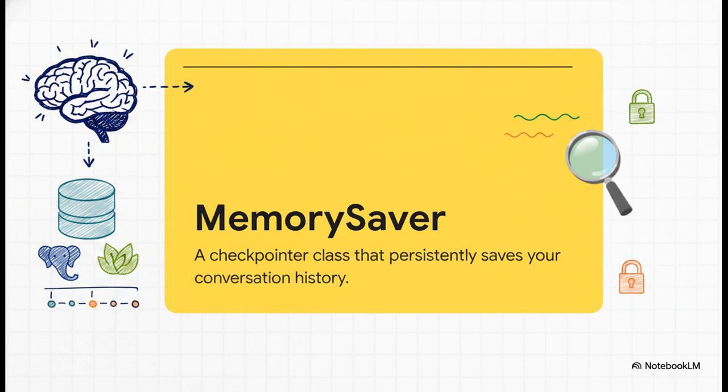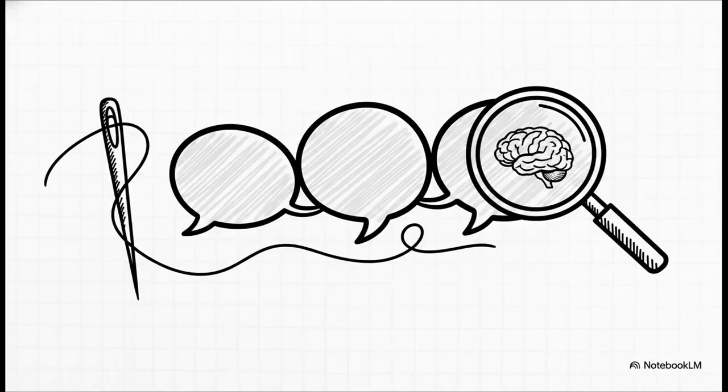Now, that could be just a simple in-memory dictionary if you're just testing things out, or a full-blown, robust database like Postgres or MongoDB if you're pushing to production. All you do is initialize this Memory Saver object and pass it right in when you compile your LangGraph. Super simple. So how does it actually keep all those memories organized?